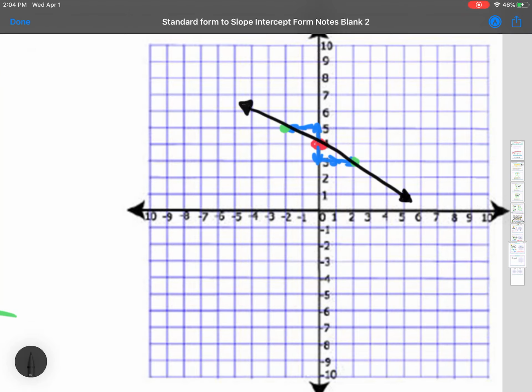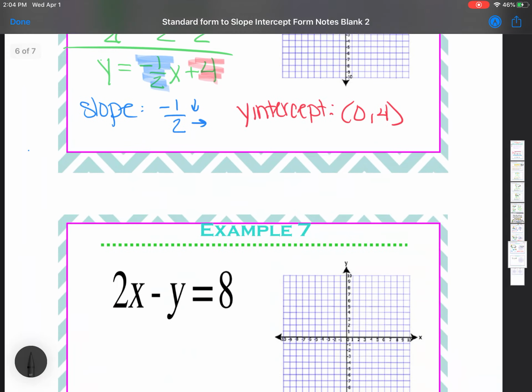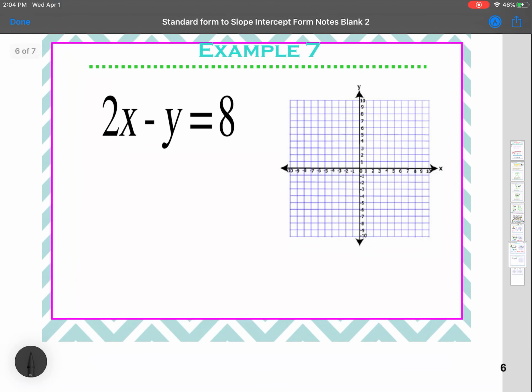And label my graph. X plus 2y equals 8. All right, nice and easy. Don't let it discourage you if you're lost. Okay. Now, moving to my next example.